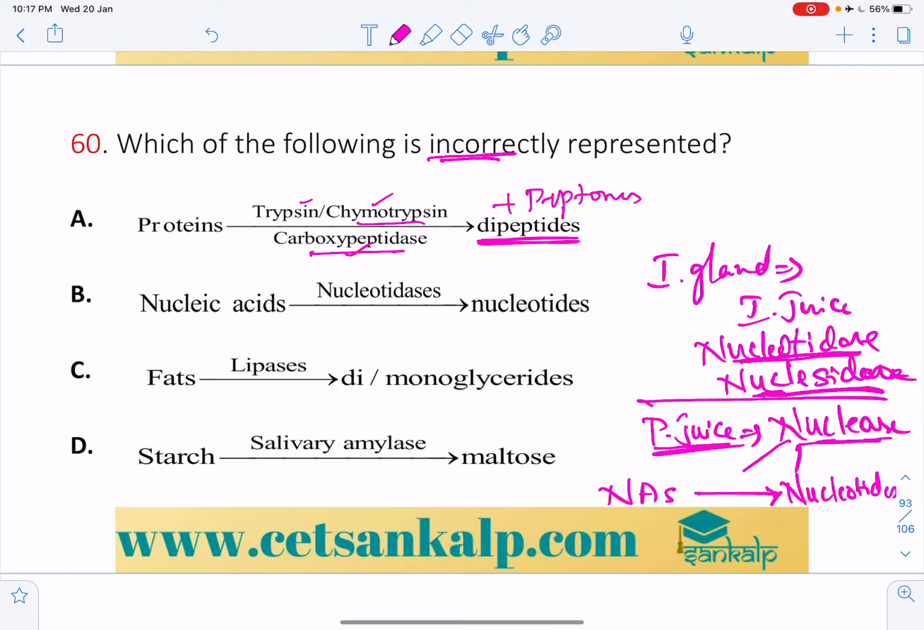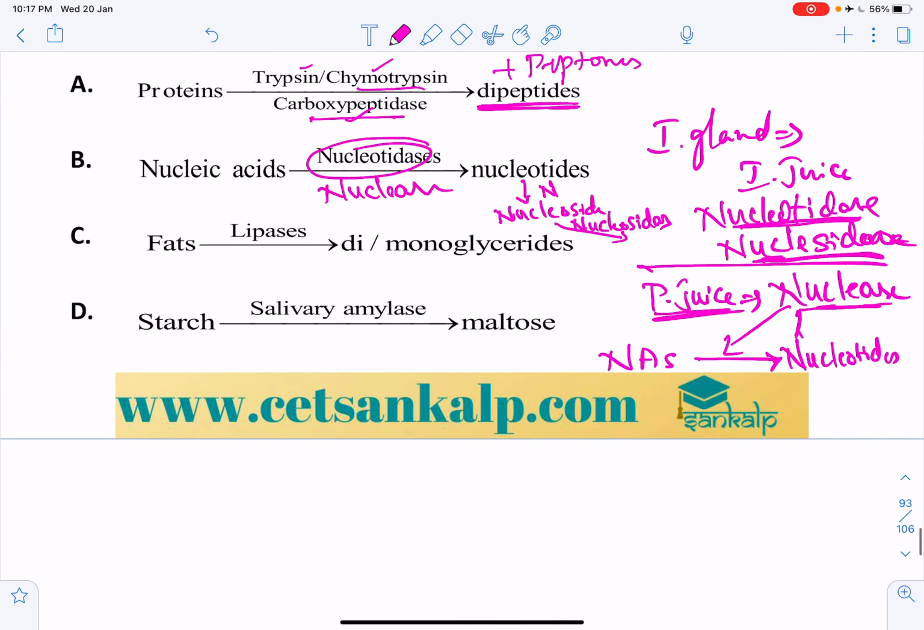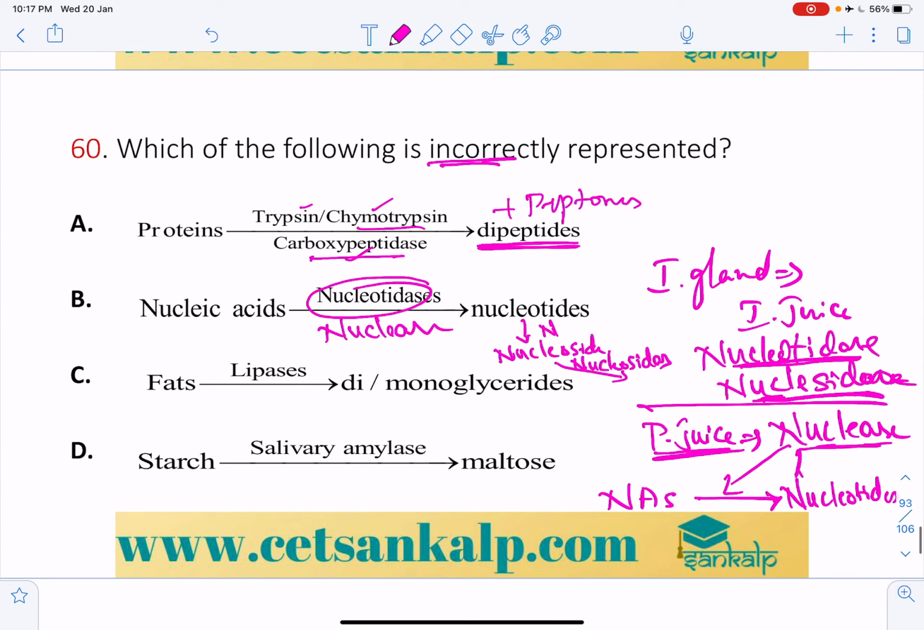So what is it here? Nuclease is required to convert nucleic acids into nucleotides. Nucleotidase acts on nucleotides and converts them into nucleoside. On this, nucleosidase will act, and that will be converted into the base. Next. So this is the wrong one, the incorrect statement. Let us take the next option.